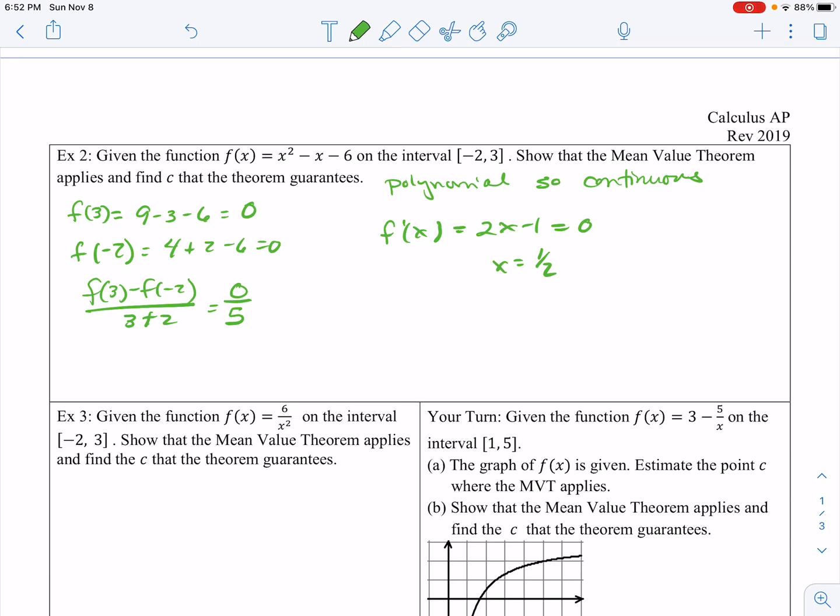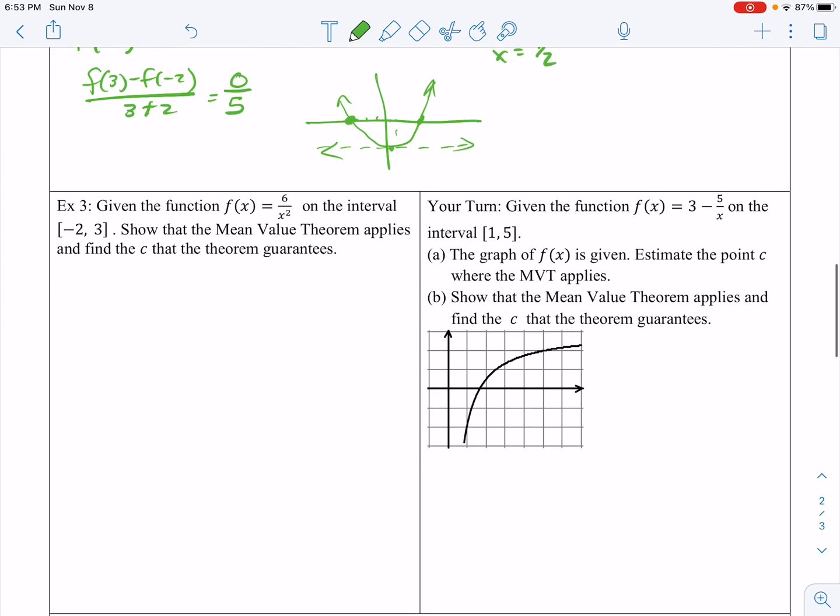So they're saying at 1/2. So here's my interval. Let's see, negative 2, you're at 0. At 3, you're at 0. They're saying at 1/2, it's also 0. Well, it opens up, so it has to go down this way. There you go. Looks like it's the vertex to me. Negative b over 2a is 1/2. Yep. Okay.